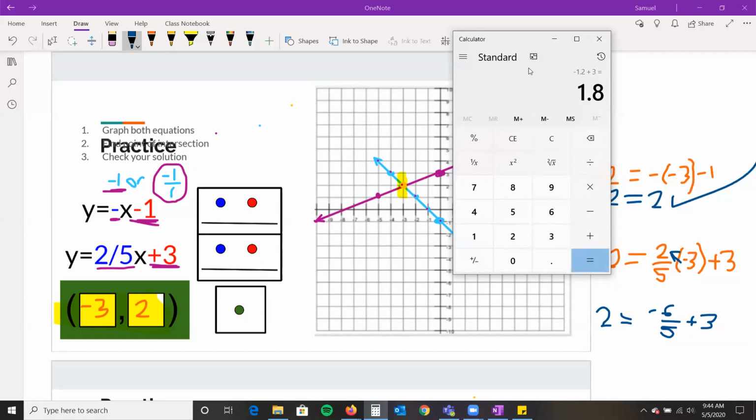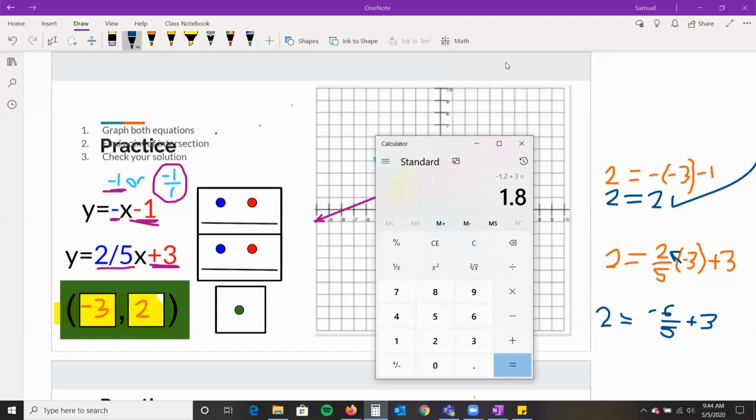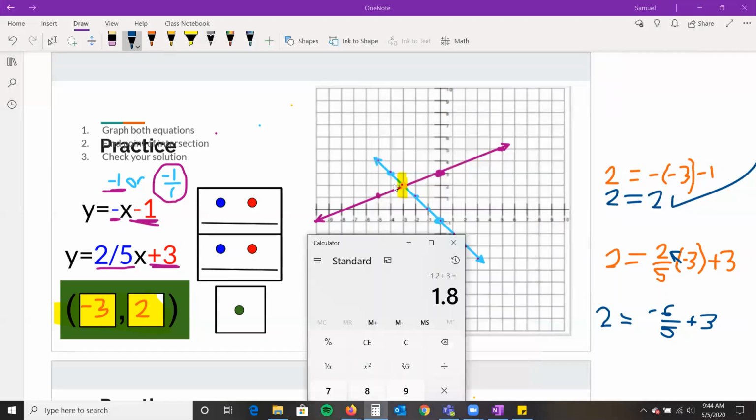Okay, so I didn't get 2, did I? It didn't say 2 equals 2. It says 2 equals 1.8. So this might not be the correct solution.